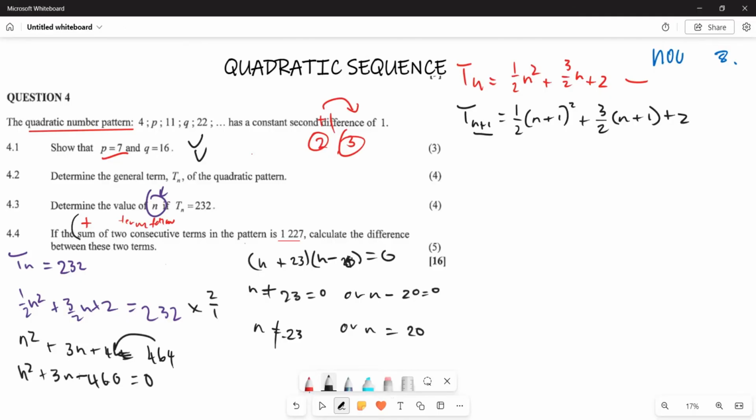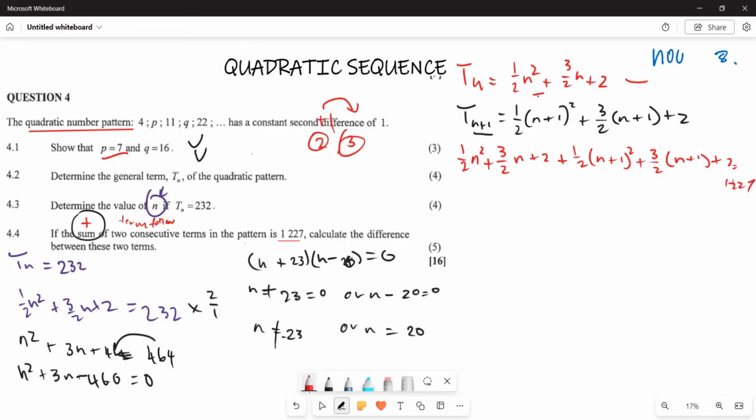Now they said sum. So basically, what is it that we are going to do here? Since they said sum, the first thing you're going to do is say 1 over 2n squared plus 3 over 2n plus 2, and then plus 1 over 2 into (n plus 1) squared plus 3 over 2 into (n plus 1) plus 2, which is going to give you 1,227, right?